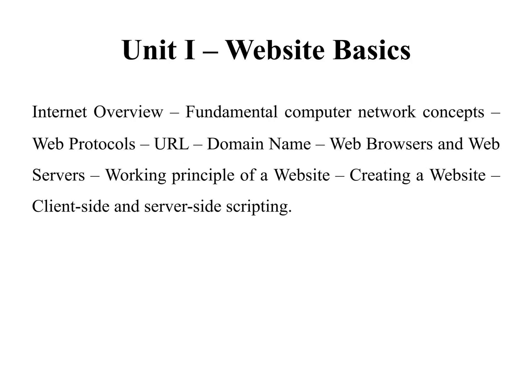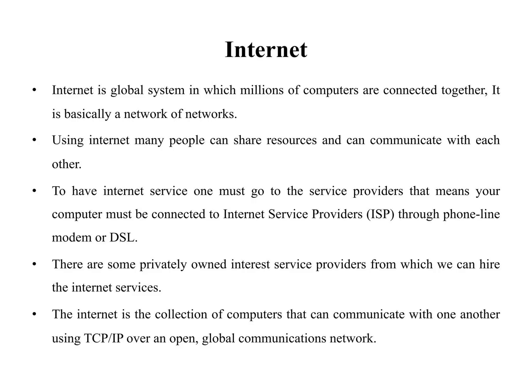Let's see the topics one by one briefly. The first topic is the Internet. We all know about the Internet because today the world depends upon the Internet only. So what is the Internet? The Internet is a global system in which millions of computers are connected together. It is a network of networks. By using the Internet, many people can communicate with each other.